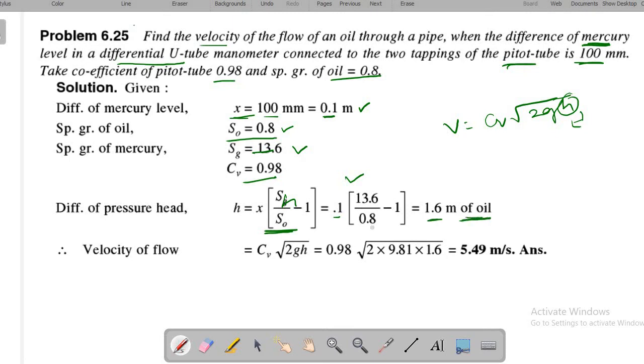Remember, this is meter of oil. Substitute in the equation: velocity of flow is equal to Cv into root of 2gh. Cv is 0.98, 2g is 9.81, h is 1.6, so we are getting V equals 5.49. Here they have given the manometric reading, from that we will get the h value. After calculating h value, we calculate velocity using the formula Cv into root of 2gh.